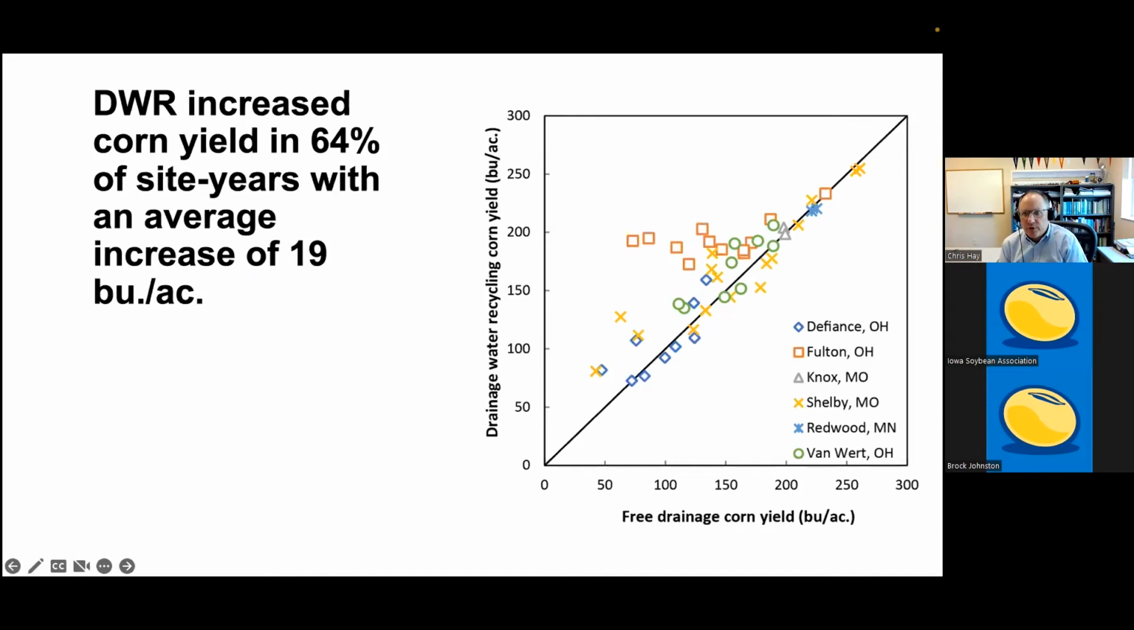There's a few there below the line, and we had a couple of sites where they were using sub-irrigation on fields that just weren't well suited for sub-irrigation. And so in some years there was some loss because, again, the site wasn't really suitable for using sub-irrigation as the irrigation method.